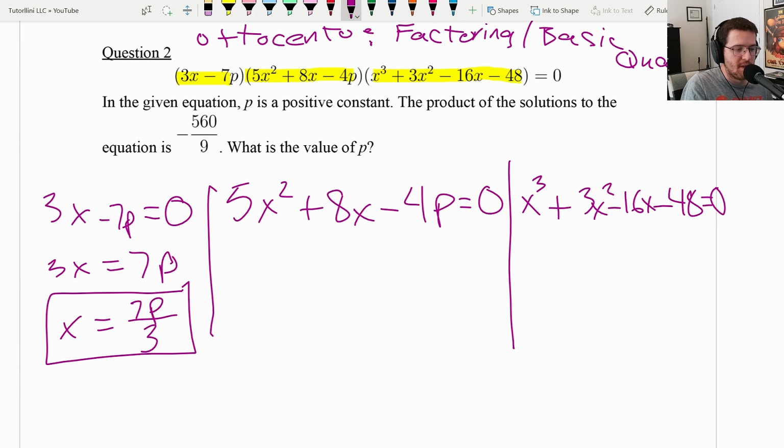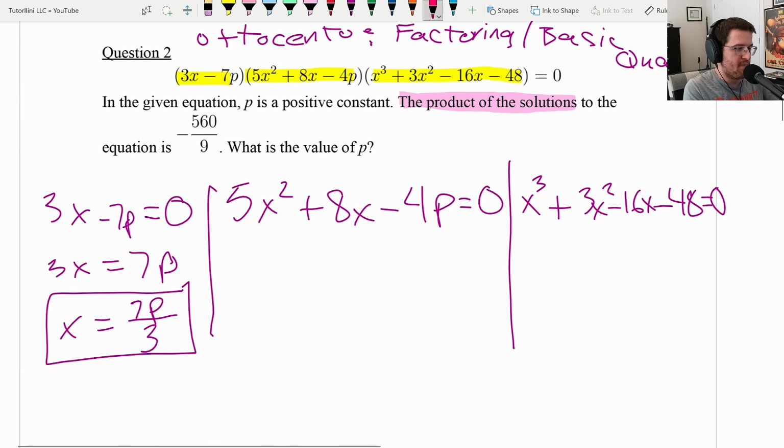Now, this one in the middle, you can't factor this unless you know what p is. If we go to factor this using the AC method, we kind of need to know what this number is. However, what we can do is take advantage of one of Vieta's formulas, which I talk about in my basic quadratics video. This question only cares about the product of the solutions. So even if I don't know what the solutions are, I can figure out their product, because this is a quadratic factor. This is x squared, x, constant, it's a quadratic.